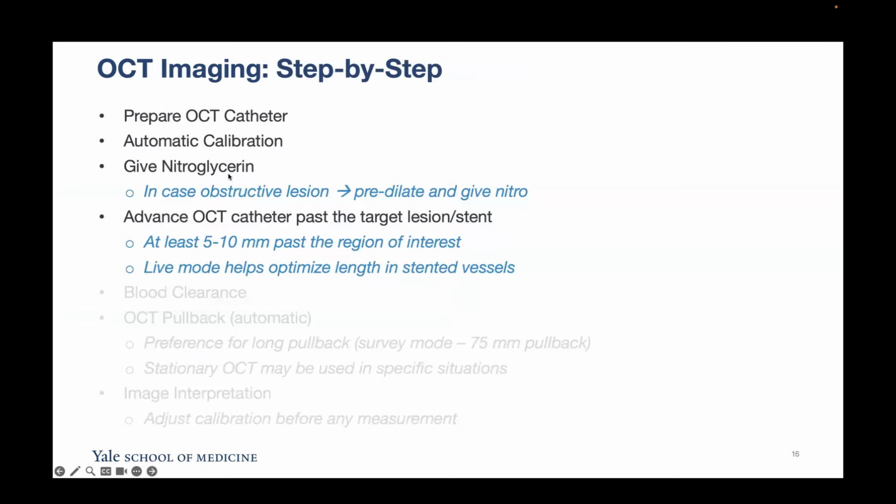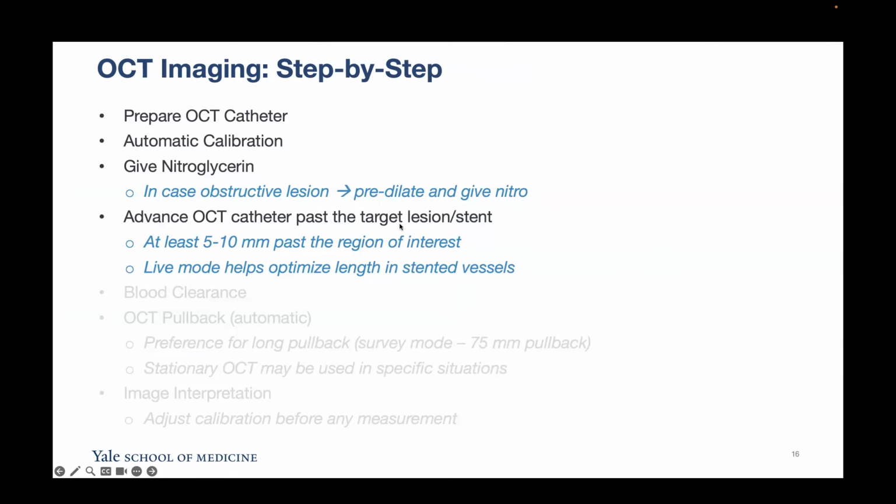Like for IVUS, give nitro before, and in case of obstructive lesion, now it's more important than for IVUS, pre-dilate before, because if the catheter is obstructing the lumen, when you inject contrast in the guiding catheter, you'll not be able to see past the lesion. So you're gonna miss the distal vessel.